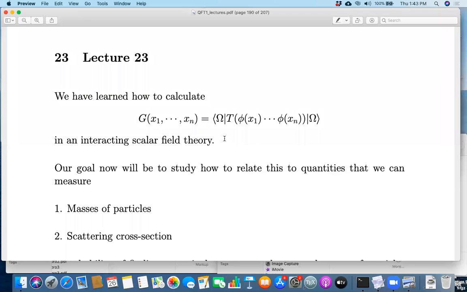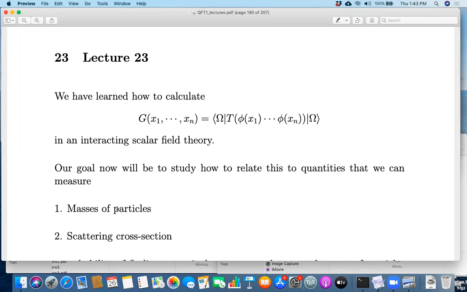So what we have learned so far is to calculate this Green's function, which I defined as the vacuum expectation of the time-ordered product of operators. And we learned how to calculate this in an interacting scalar field theory. What we want to do today is to study how to relate this to quantities that we can measure, which includes masses of particles and scattering cross sections.